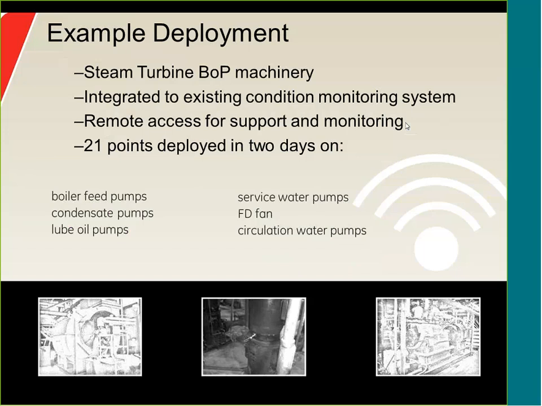So in terms of actually deploying one of these systems, one example was the balance of plant machinery on a steam turbine at a power plant, and the intent was to add this collection of machinery to the existing condition monitoring system, and also to enable remote access for monitoring and support, so someone else off-site could be monitoring this in addition to those individuals on-site.